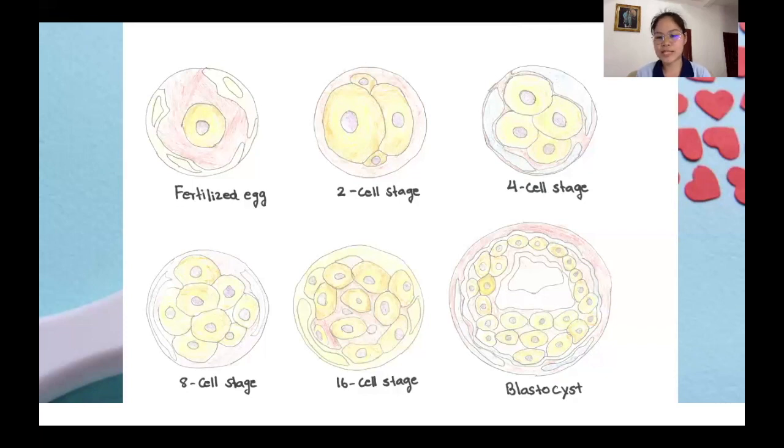the last one is the blastocyst. This is the last stage of the dividing egg. So let me go to the next one.